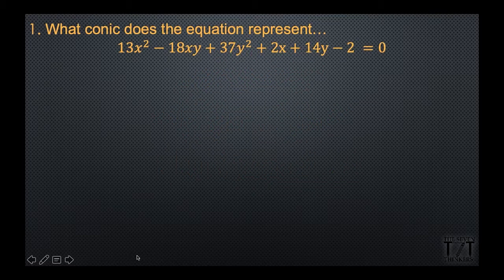The first question says, what conic does the equation represent? 13x square minus 18xy plus 37y square plus 2x plus 14y minus 2 is equal to 0.